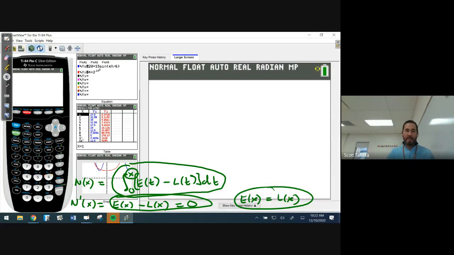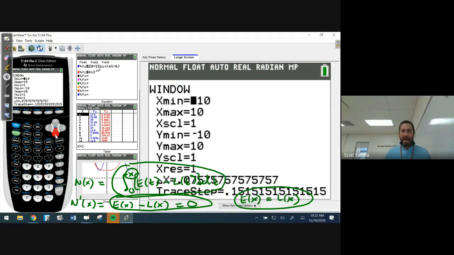I'm going to have to fix my window. I'm going to have to go a little bit higher on the Y. I'm going to go all the way up to 50 on the Y just to be safe. Okay, and I'm going to put a 0 in for my scale. And then I'm going to fix my X scale because it says here that T has to be between 0 and 8. Boom. Then I'm going to hit graph.